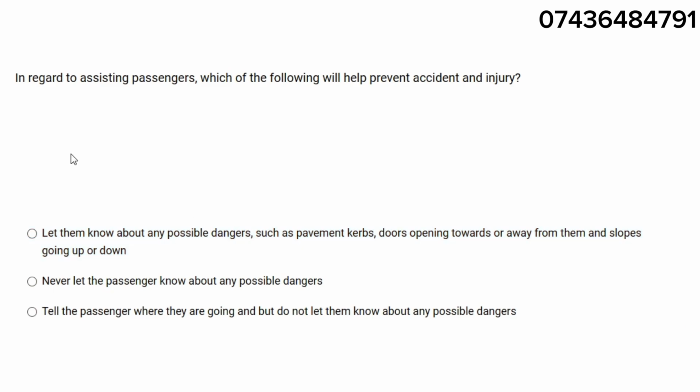In regard to assisting passengers, which of the following will help prevent accidents and injuries? The answer will be let them know about any possible dangers, such as kerbs, doors opening towards or away from them, and slopes going up or down.